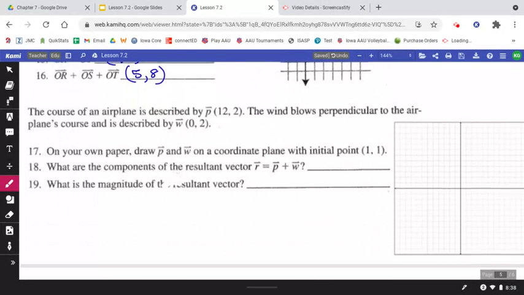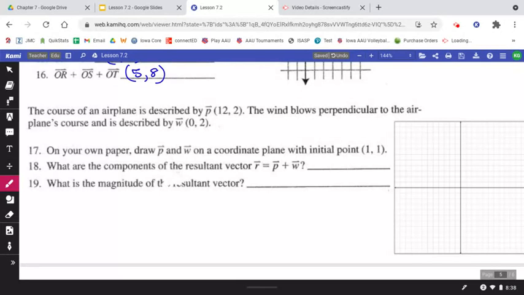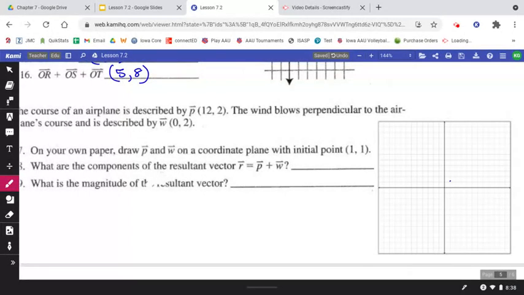The course of an airplane is described by the vector 12, 2. The wind blows perpendicular to the airplane's course, described by 0, 2. On your own paper, draw P and W on a coordinate plane, with their initial points being 1, 1. So I have 1, 2, 3, 4, 5, 6, 7, 8, 9, 10, 11, 12, 1, 2. So this one is P. And then I have W, which is 0, 2. Initial point of 1, 1. And this is 12, 2.